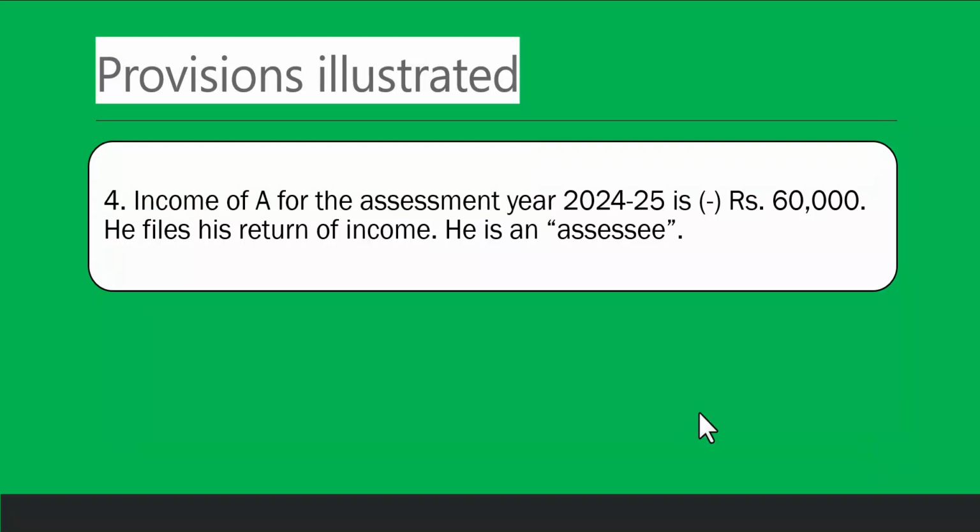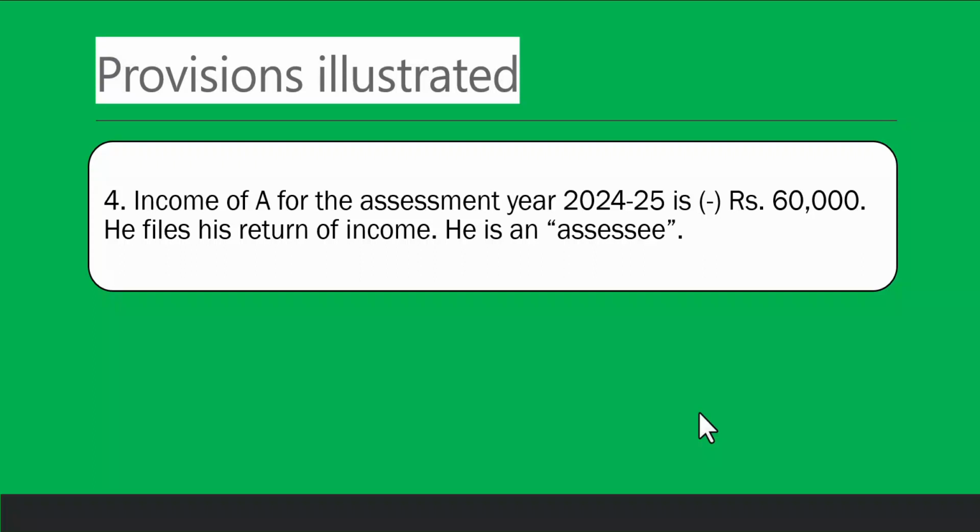Income of A for the assessment year 24-25 is negative rupees 60,000. He files his return of income. He is an assessee. So this person has negative income. Now, why do people file return if they have a negative income? Because if you file the tax return, next year when you earn income, suppose you earn 3 lakh rupees income, so you are supposed to pay tax.